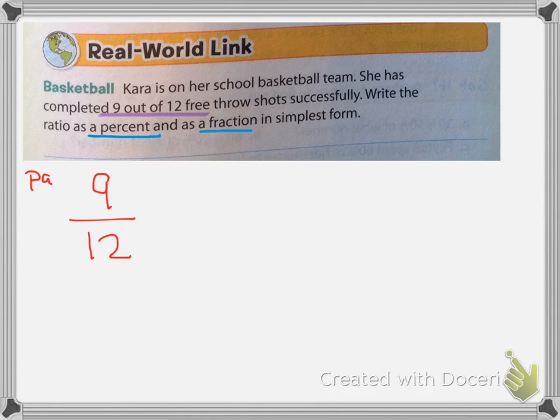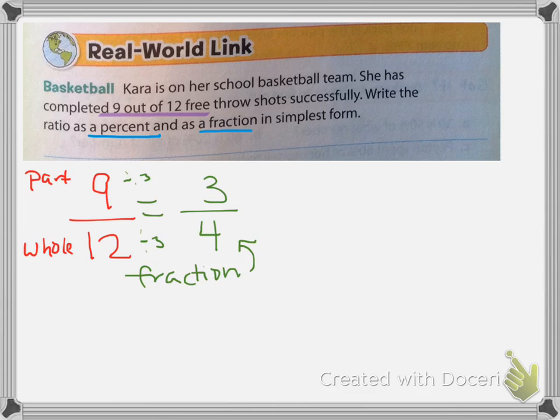So the first thing you want to do is set it up as a part to whole, which I've done here. 9 is the part and 12 is the whole. And remember, they said they wanted it in simplest form. So you need to simplify by dividing by 3. And you get 3/4, which is the fraction. So that satisfies the first part of the question. Then they want you to turn that fraction into a percent. I went ahead and divided out the original number here. I'll show you both ways.